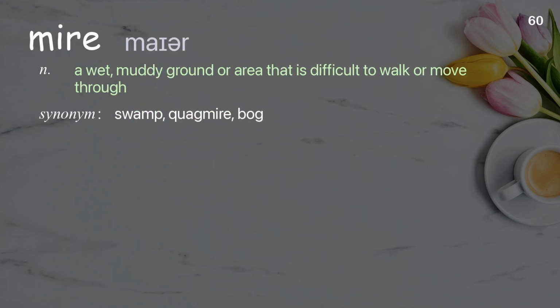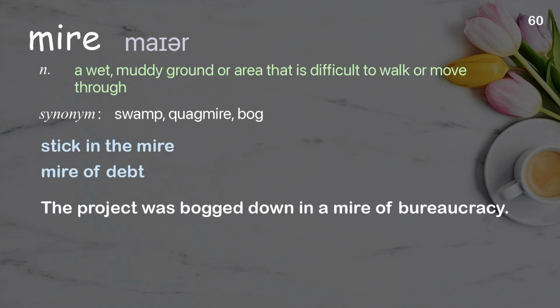Mire. A wet, muddy ground or area that is difficult to walk or move through. Examples: stick in the mire, mire of debt. The project was bogged down in a mire of bureaucracy.